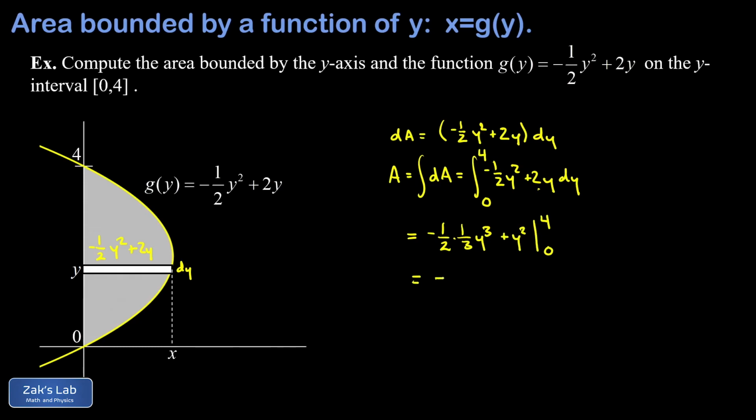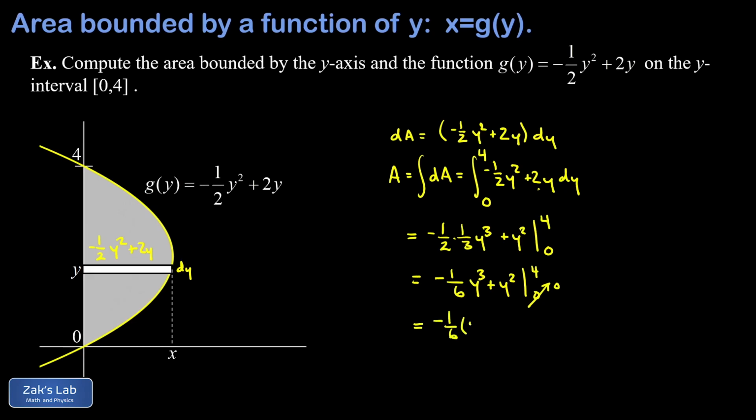Now the leading term here simplifies to negative 1/6 y cubed. And then I have a y squared, and I'm evaluating from 0 to 4. Before I just plug in the upper and lower limits, I notice that plugging in the lower limit gives me two terms that are 0. A shorthand notation for that is to just cross it out and say, well, that just gives me 0. So all I have to do is evaluate the upper limit.